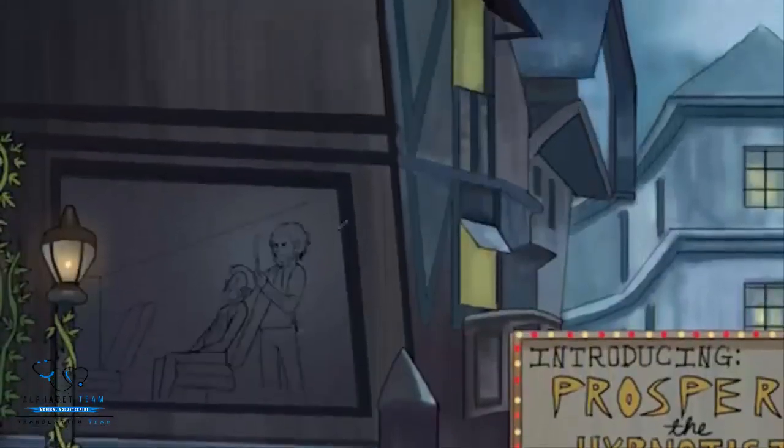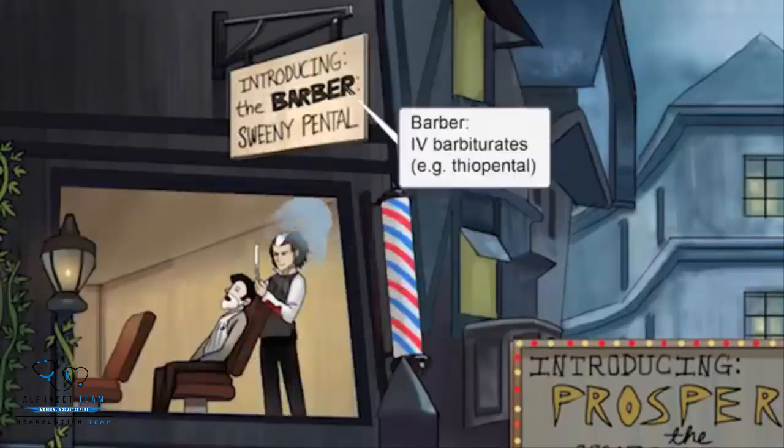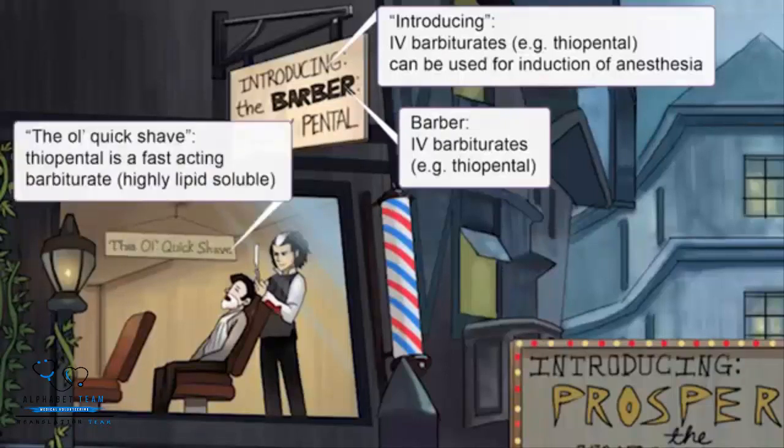Upstairs, I'd like to introduce you to our last agent used for the induction of general anesthesia, the barbiturates. I want to say last but not least, but really they are least because barbiturates have been largely replaced as induction agents by propofol. Nevertheless, Sweeney Pentel, the demon barber, is open for business, embodying the barbiturate thiopental. Back at our barbiturate barbershop sketch, we called thiopental Thiol Quick Shave, and that's because it's an ultra-short-acting barbiturate used for induction during rapid sequence intubation.